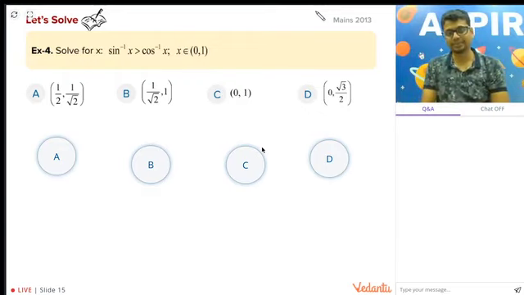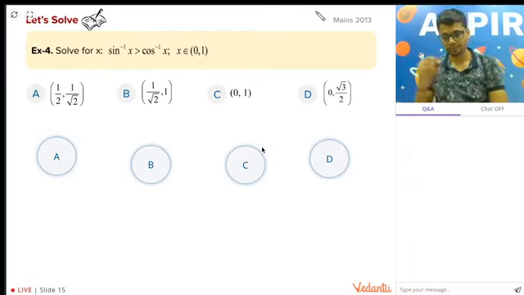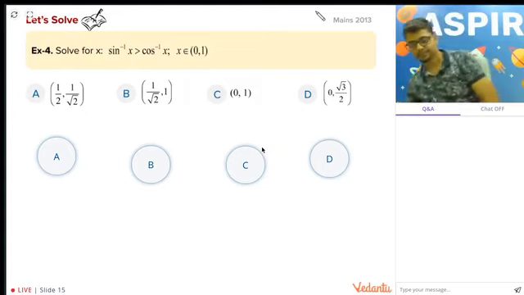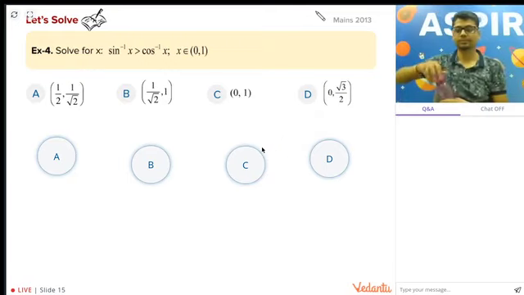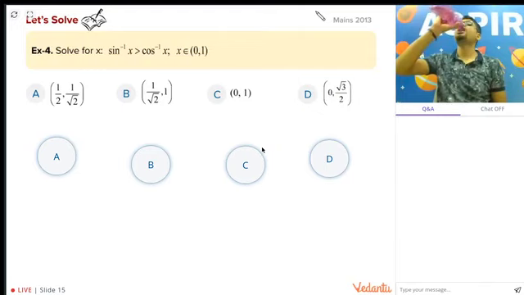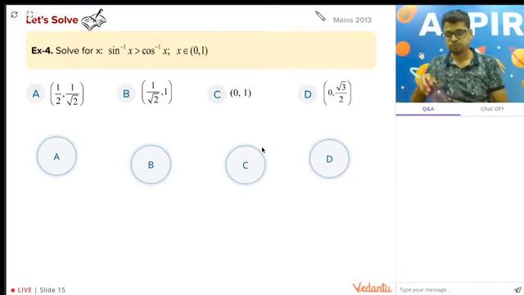X is 0 open to 1 open, right? So Kamlesh is saying, how come 3 sine inverse x came there? I mean, how did it come there? We'll talk about it. I'll revisit that page. Kamlesh, don't worry. And I'll just mention it.